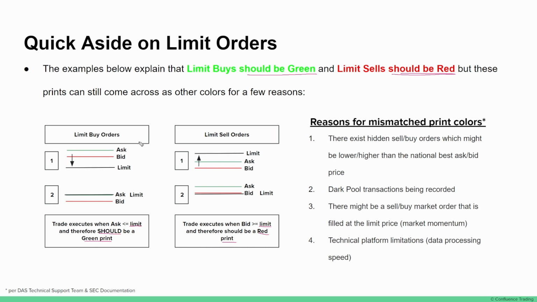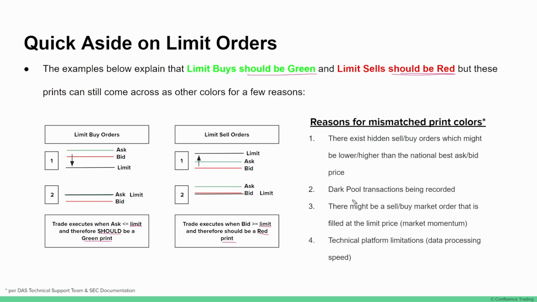However, this doesn't always happen, and it won't happen in your platform. It doesn't happen perfectly in my platform. And according to DAS Technical Support, there are a few reasons that you could see mismatches in the colors for limit orders. The first are hidden orders that are actually higher or lower than the national best ask/bid price. So potentially, when these limits get filled, they're actually getting filled at a better price than what the ask and bid are currently showing. Therefore, they will print as a different color.